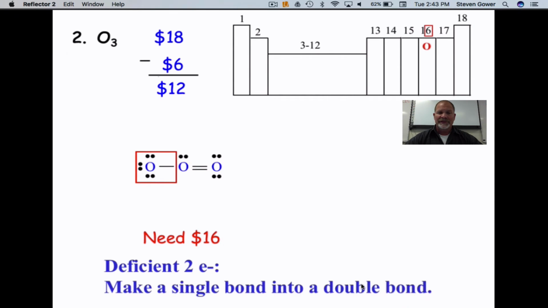Happy, 2, 4, 6, 8. Happy, 2, 4, 6, 8. Happy, 2, 4, 6, 8. Remember, every line represents 2. 3 lines is a total of 6. Okay? So, and I spent my whole budget.